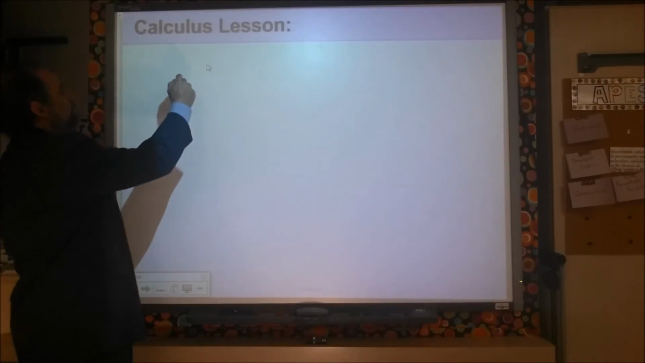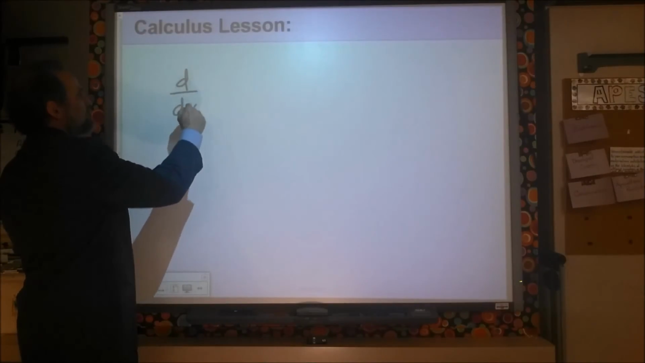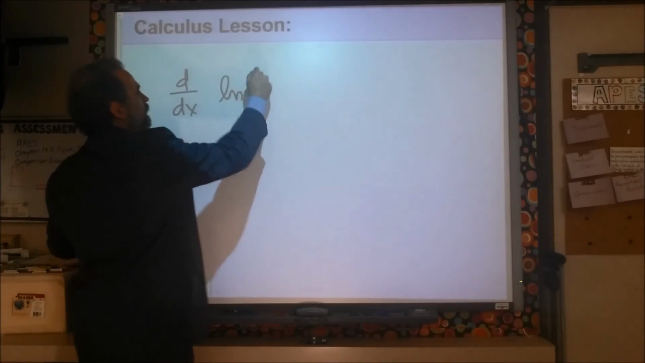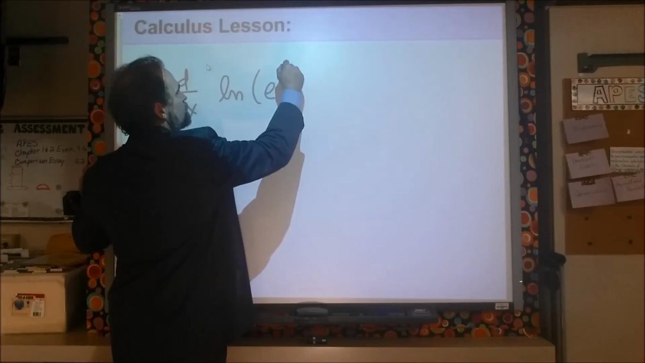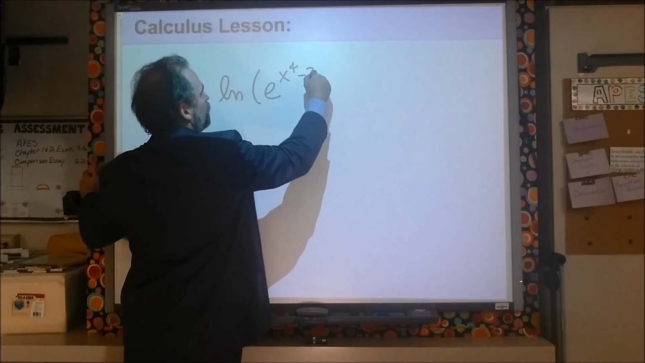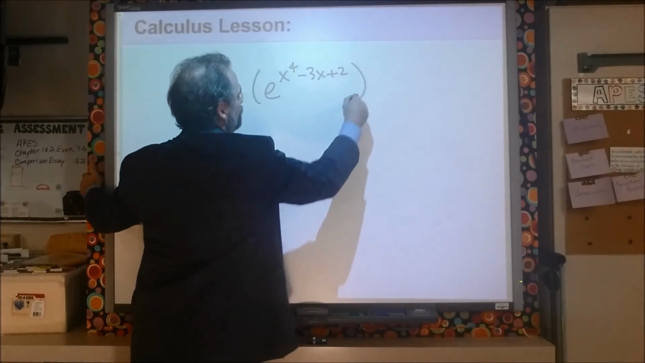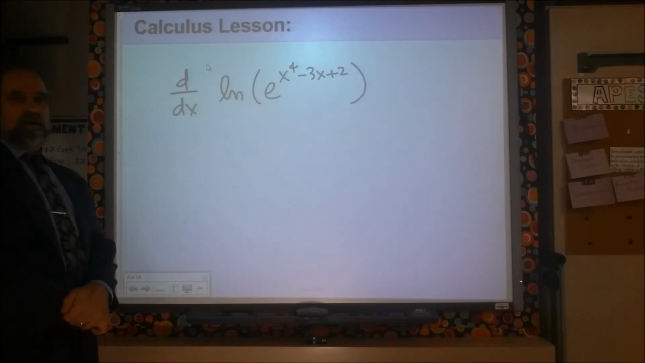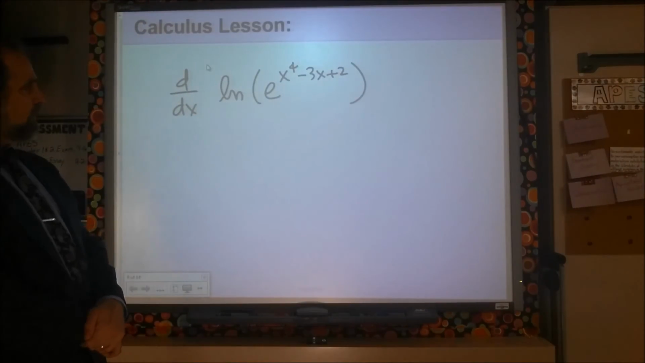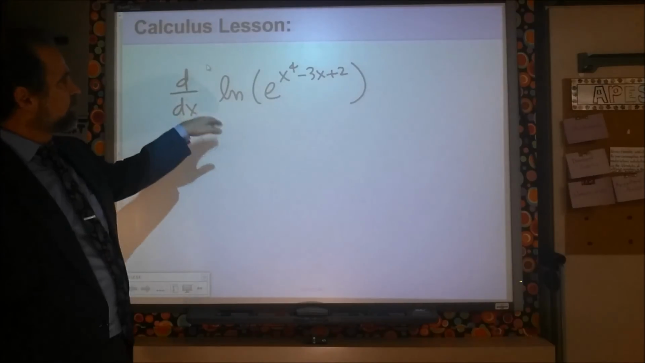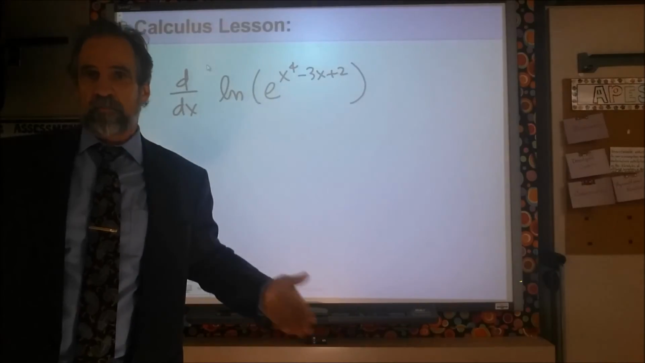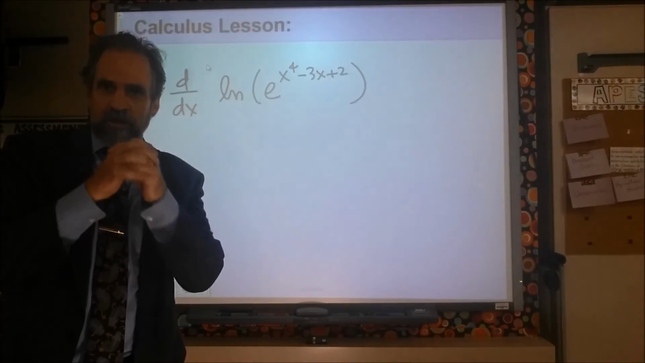So let's take the derivative with respect to x of the natural log of e to the x to the fourth minus 3x plus 2. Okay? Starting to get crazy. Like, holy crap, what's going on? I've got a natural log, I've got an e, and I've got a polynomial. I've got a bunch of stuff that I've been dealing with independently. Now they're all meshed together.